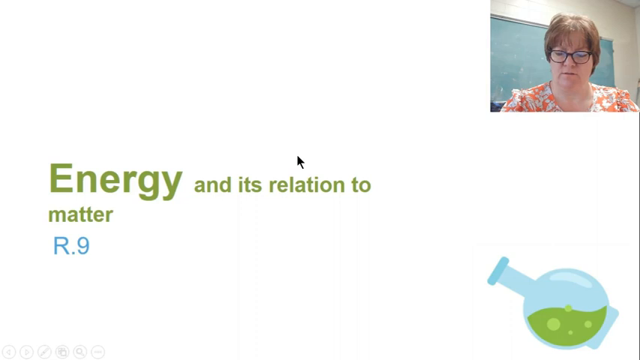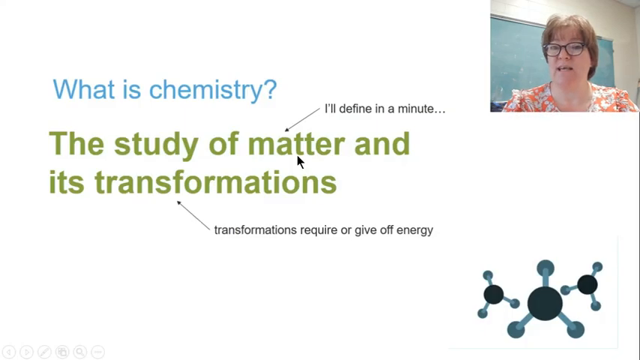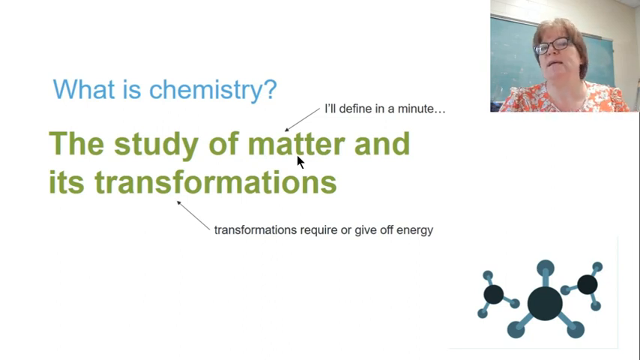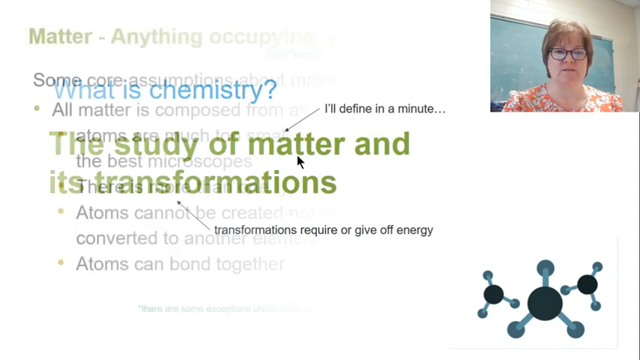First of all, when we talk about chemistry itself, chemistry is defined as the study of matter and its transformations. Transformations of matter happen because of energy. Either it takes energy to have a transformation happen, or the transformation gives off energy. Either way, energy is a big piece of the story in chemical transformations, so we need to know a little bit about it up front. We'll go into more detail later on in the semester.